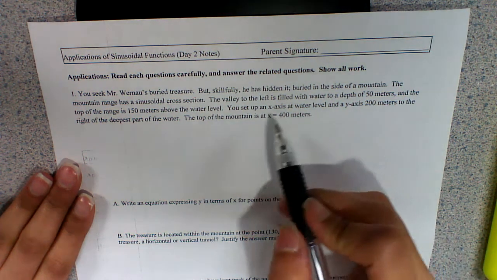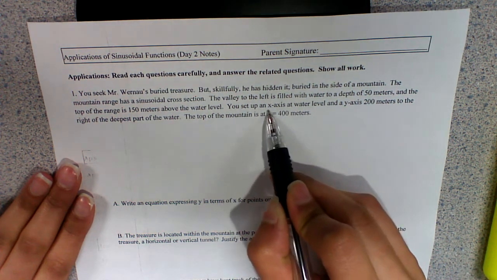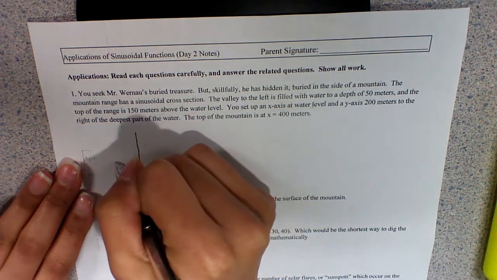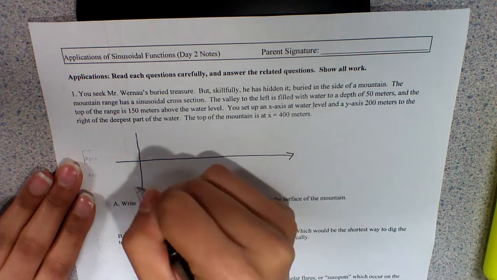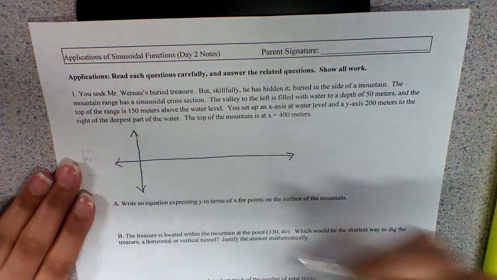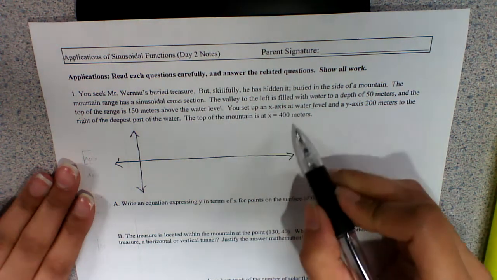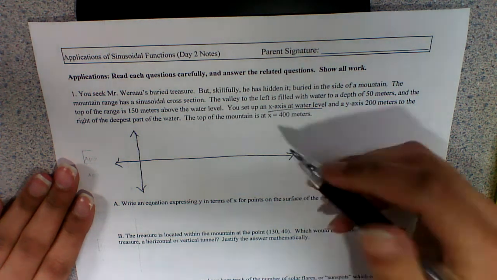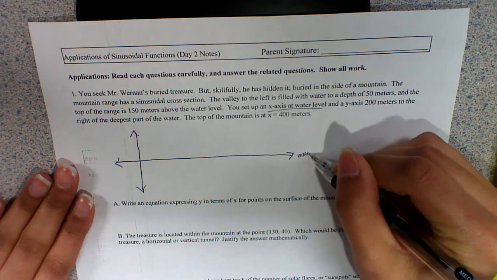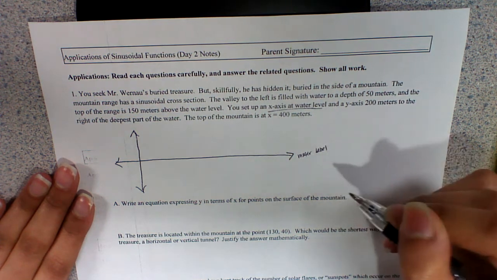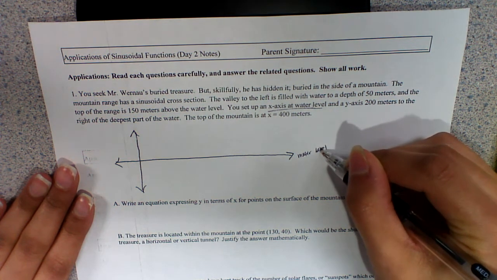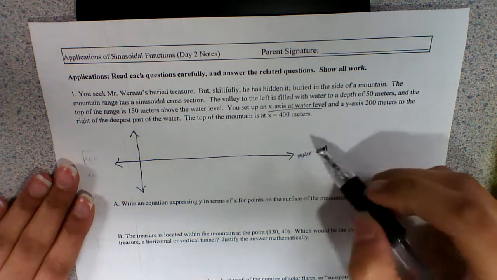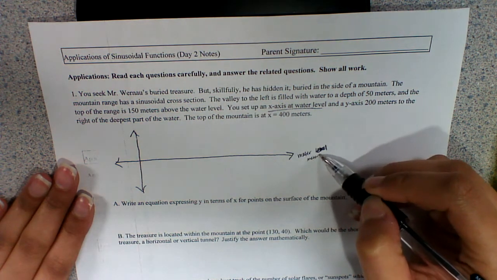If you keep reading, it does say that you set up an x-axis at water level. So if I make an x on my x-axis on my graph, I need to first of all realize that the x-axis is going to be your water level. And so I'm going to label it so I don't forget later. This is the water level. And it is in meters. If you keep reading, you'll find that this is in meters.